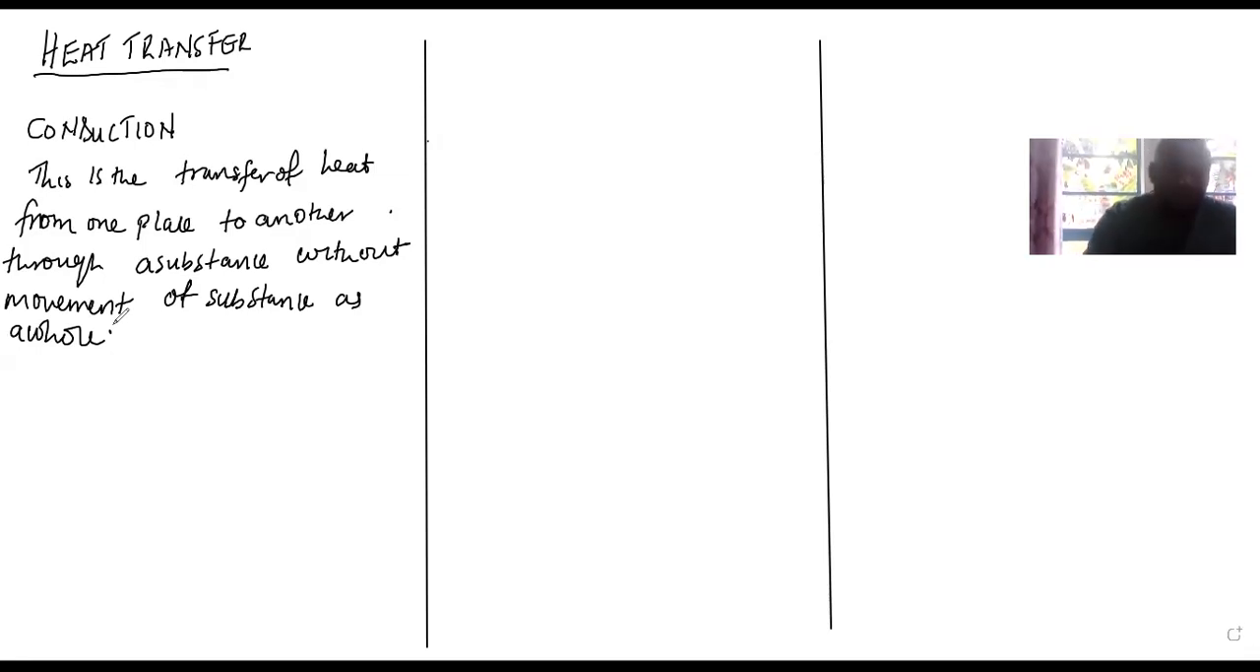Let me take a screenshot for this. Mechanism of heat conduction. Let me first send this straight up.